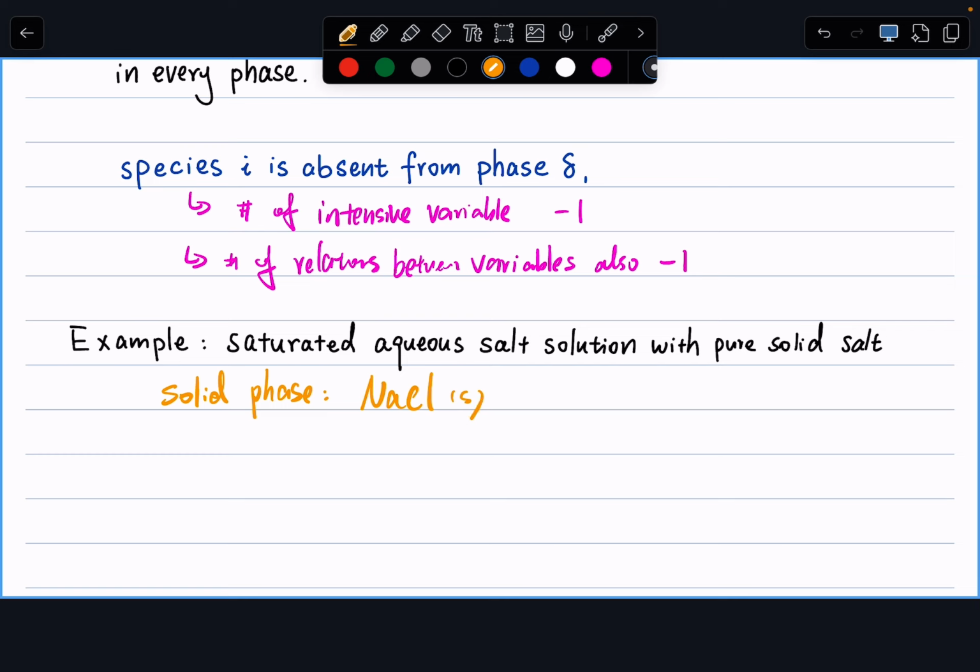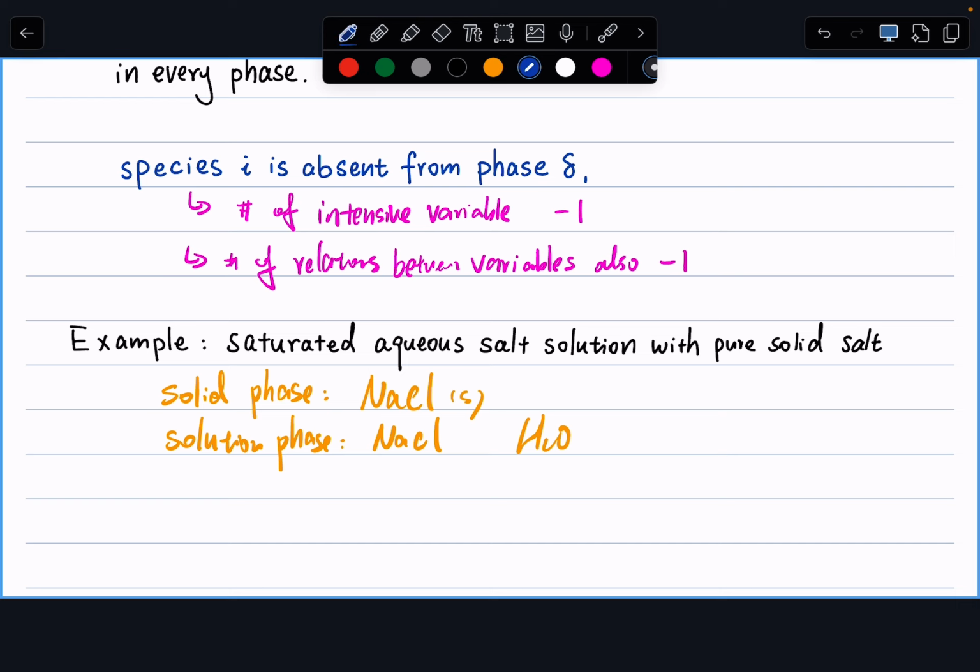And in my solution phase, I have my NaCl and H2O. I know the NaCl dissociates, but let's assume it doesn't dissociate because we are still holding my first assumption. We'll go into that later.